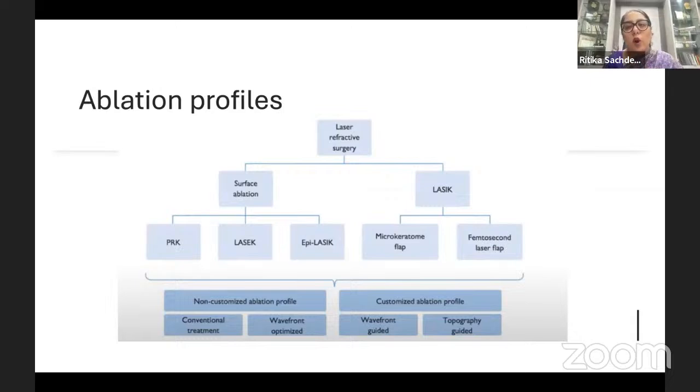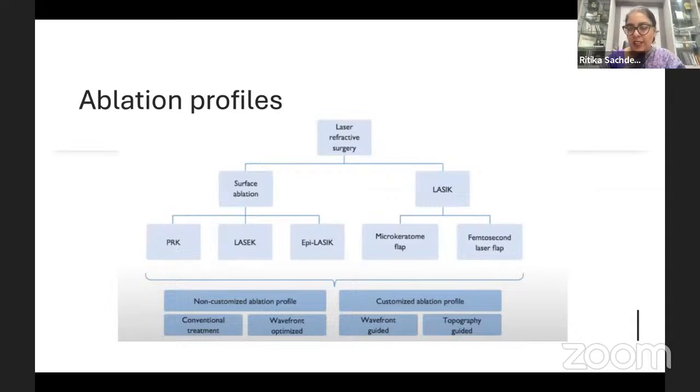So what does Wavefront Optimized do? Wavefront Optimized says that, okay, you have certain baseline aberrations. I want to do a LASIK on you to remove your glass power, but I should not induce or give you aberrations. So Wavefront Optimized basically compensates for the induced aberrations of conventional LASIK so that the quality of vision post LASIK is not deteriorated.